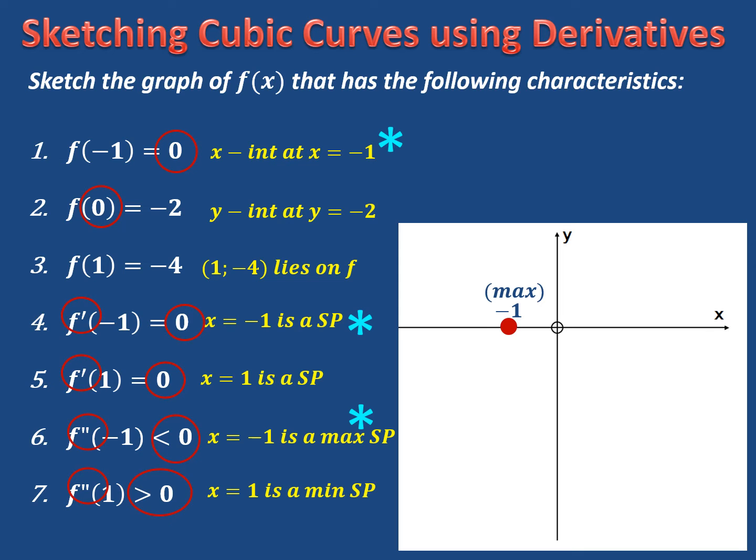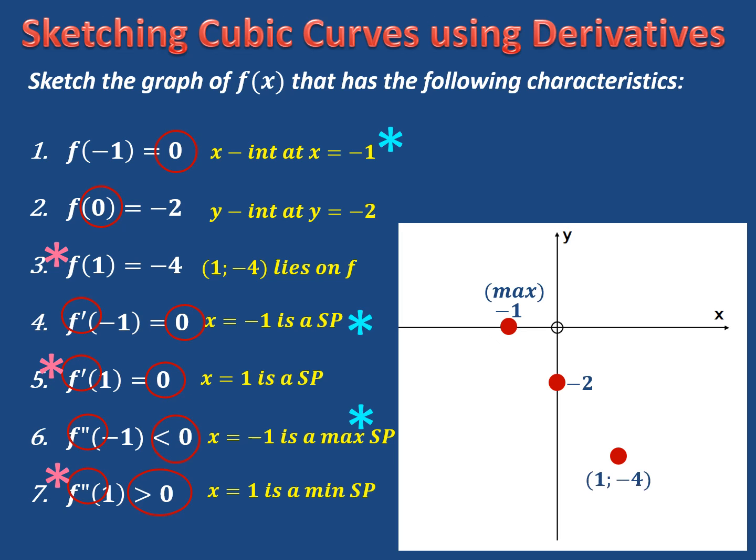Point number 2 says we have a y-intercept at negative 2. So we know we've got a y-intercept passing through negative 2. And the third point they talk about is 1. I know that 1, minus 4 lies on the graph, that 1 is also a stationary point, and it's the minimum stationary point. So what that's telling us is 1, minus 4 is the stationary point on the graph.